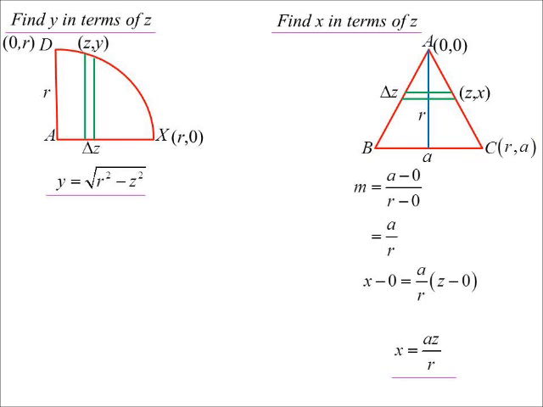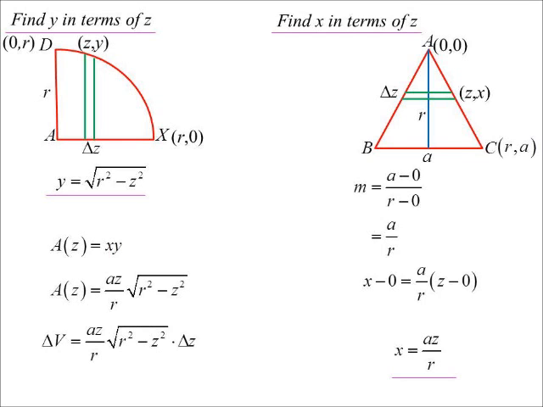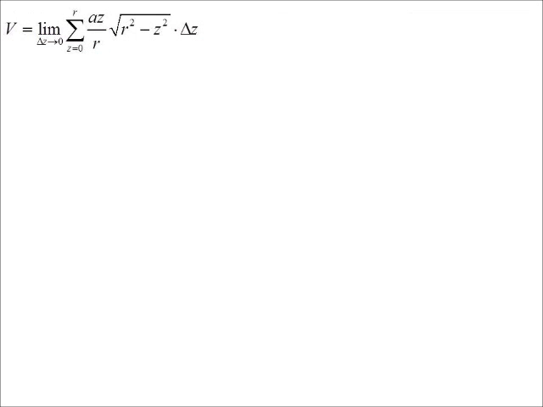All right, so I now have an expression for x and y in terms of z: AZ on R times the square root of R squared minus Z squared, times our thickness Z for delta V. We're summing from 0 to R of AZ on R, square root of R squared minus Z squared. So my integral, well, the A over R, I'll take out the front. I've got Z outside the square root of R squared minus Z squared.